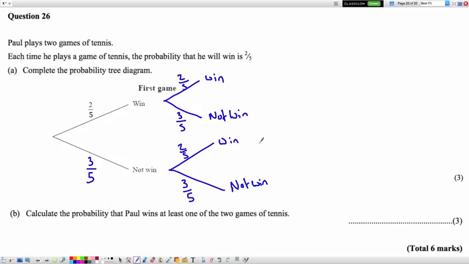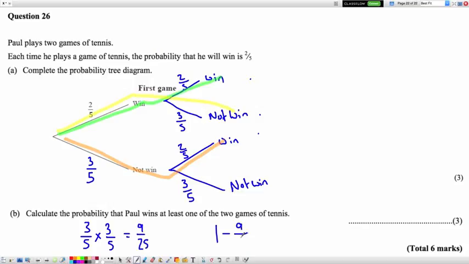Calculate the probability that Paul wins at least one of his 2 games of tennis. There are 3 ways in which this can happen. First, win followed by a win. Second, win followed by not win. And third, not win followed by a win. So the easiest way to calculate the total probability of these 3 is to calculate the probability that he does not win, which will be 3/5 times 3/5, which is equal to 9 over 25. And subtract that from the total probability of 1, which gives us the probability of 16 over 25.